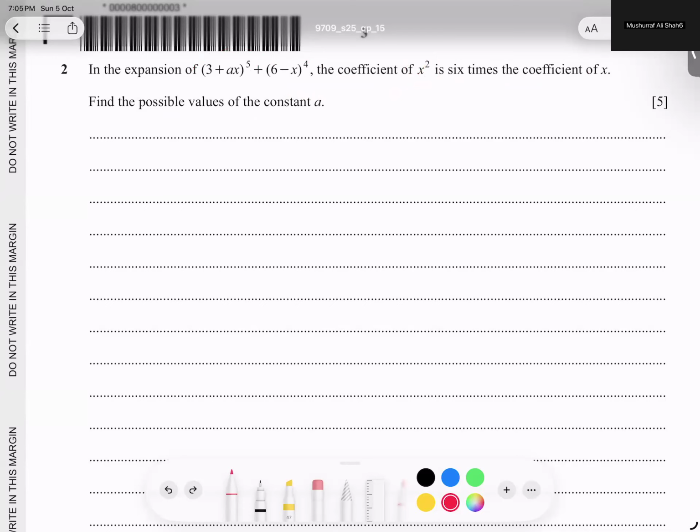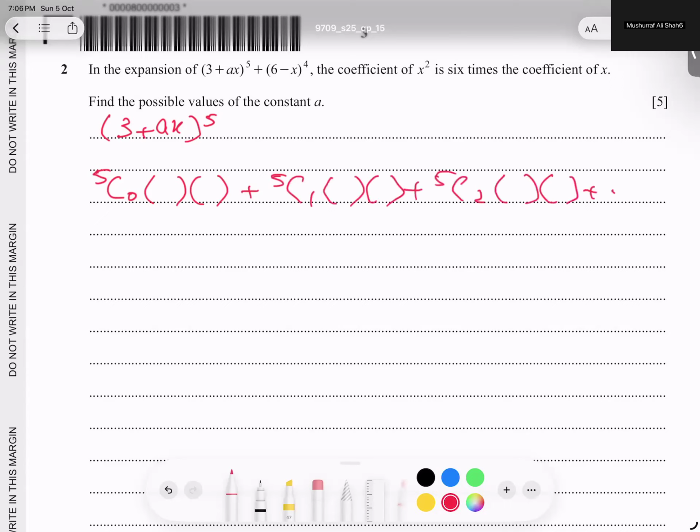So let's start first of all. (3 plus ax) to the power 5. We can find it directly also, but I wish to show this way. So look, now: 5C0, 2 brackets, 5C1, 2 brackets, 5C2, 2 brackets. This part is very clear. Now this 3 will come in each first bracket. Make sure 3 comes in each first bracket. Done. And this ax will come in each second bracket. Done.